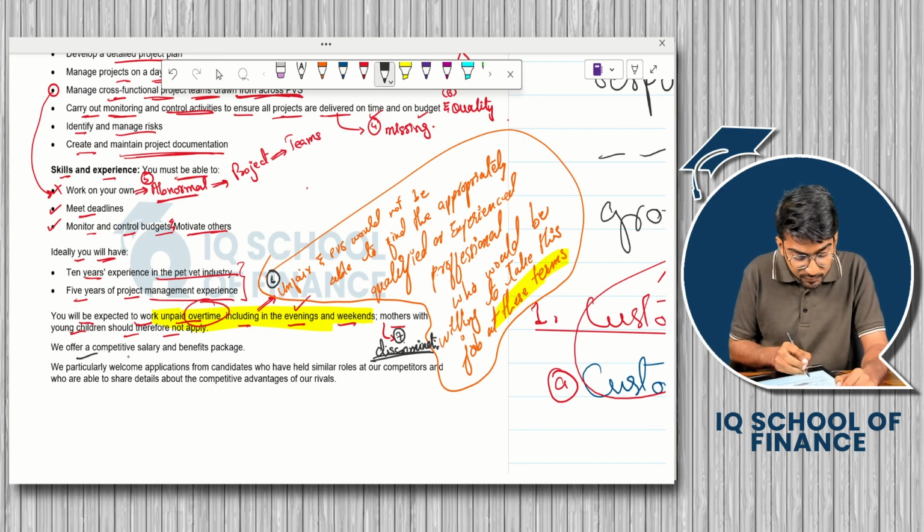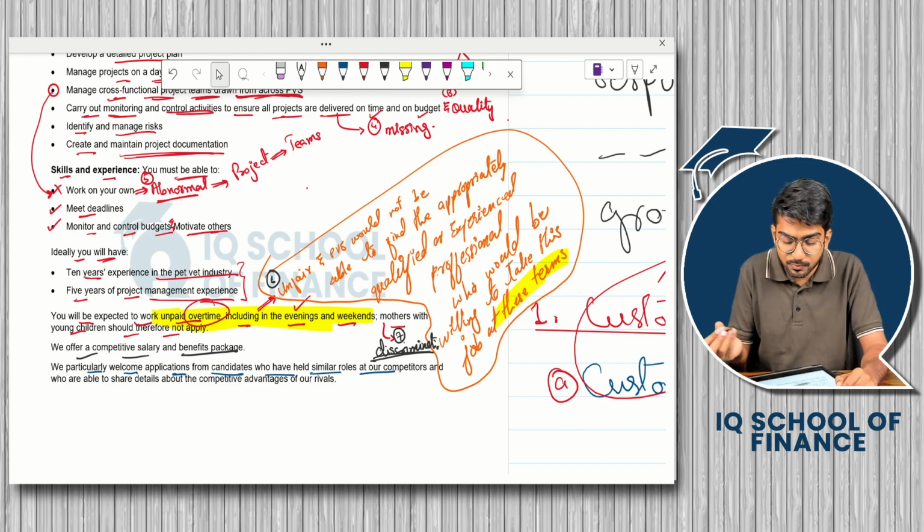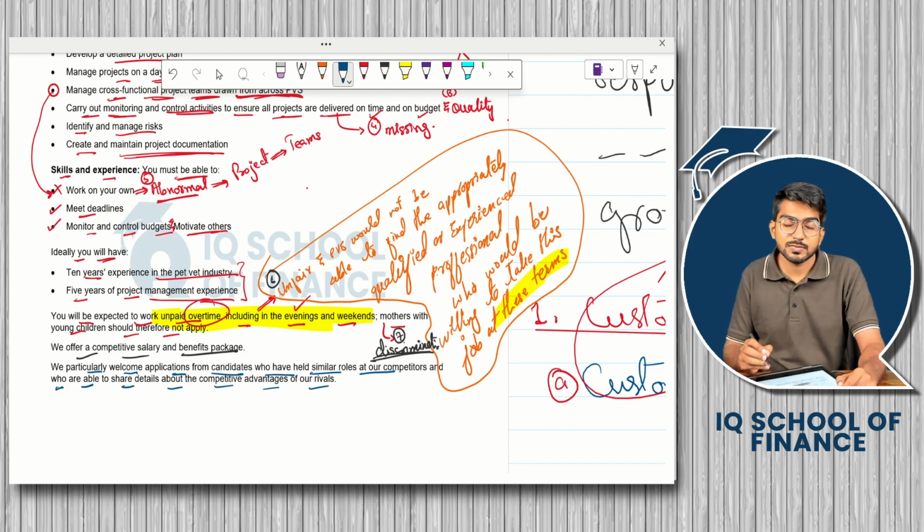We offer a competitive salary and benefit package. Alright. We particularly welcome applications from candidates who have held similar roles at our competitors. Okay, there is nothing harmful in it, there is nothing wrong in it. And who are able to share details about the competitive advantage of our rivals. So this is the issue.